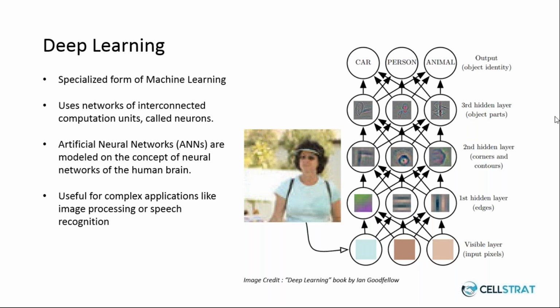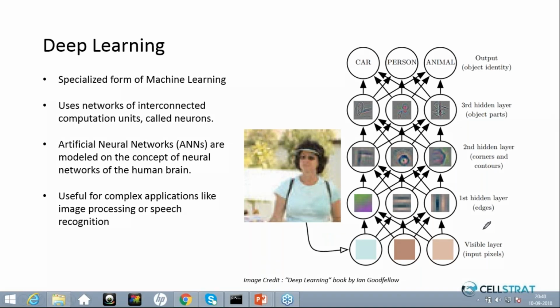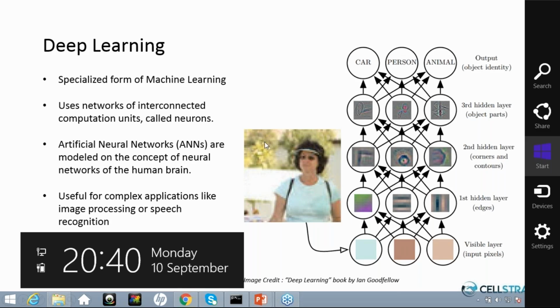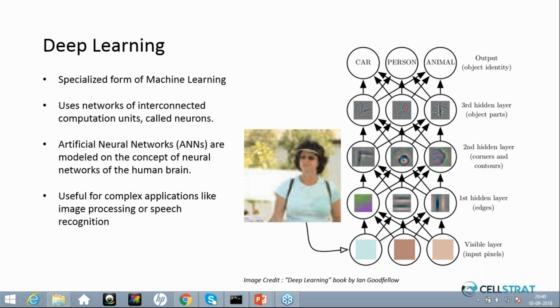Okay, so just to briefly explain how this neural structure works. This is an image which is given to us, and we are trying to detect whether this image contains a car, a person, or an animal. So it's an object detection program, right?